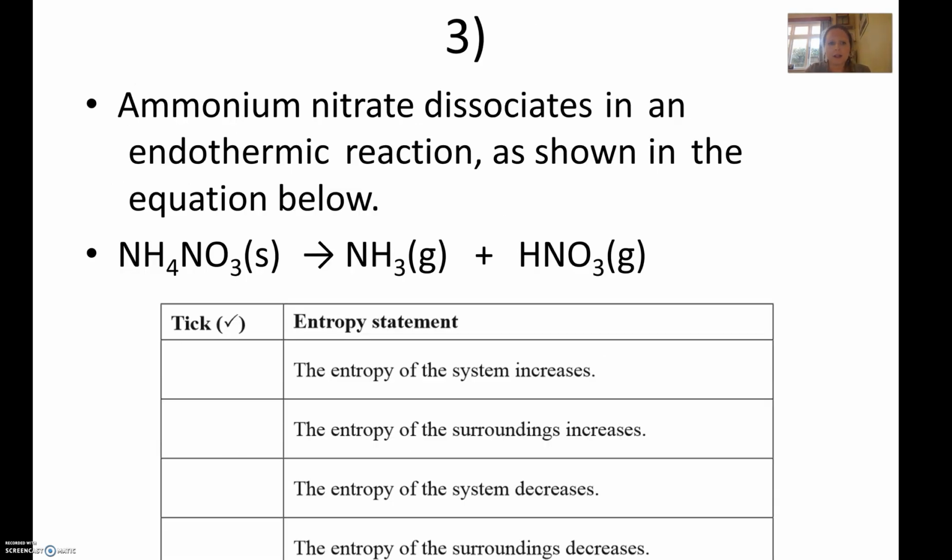Okay, question 3. This is kind of continued. Oh no, sorry, it's a different one. Ammonium nitrate dissociates in an endothermic reaction in the equation below. It says tick the following.